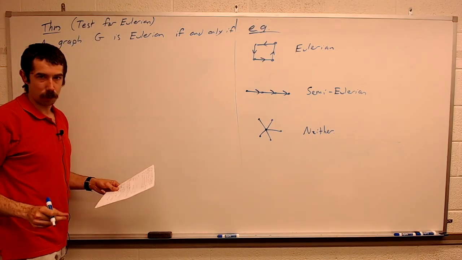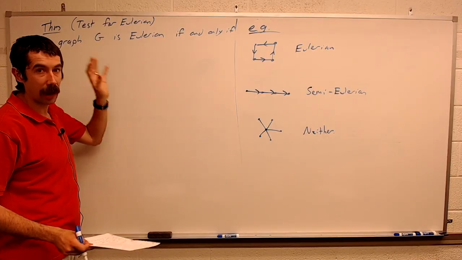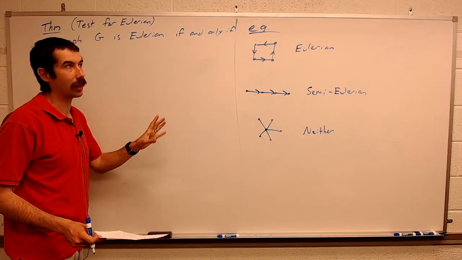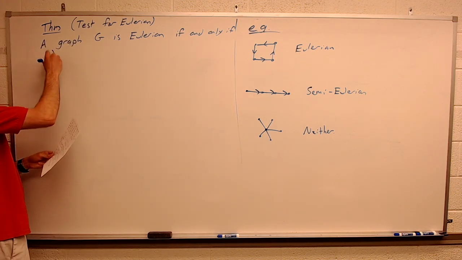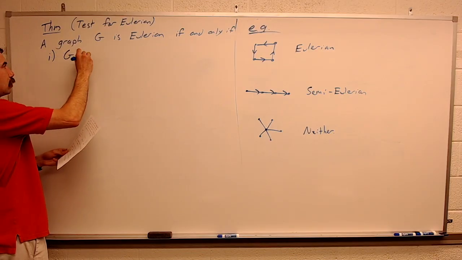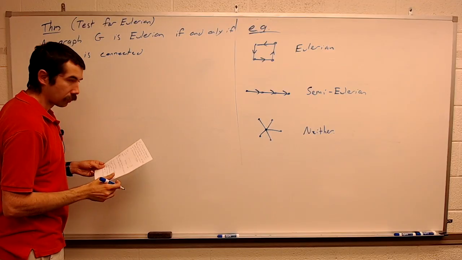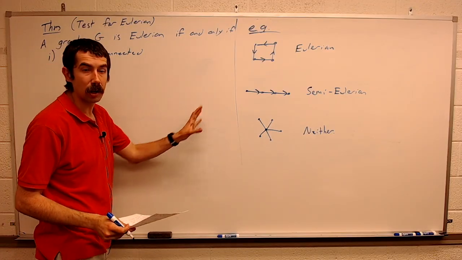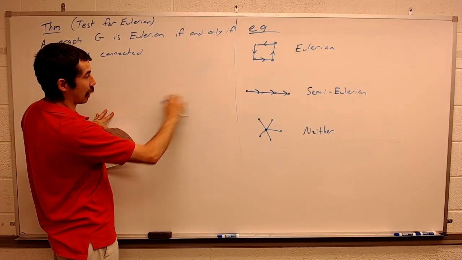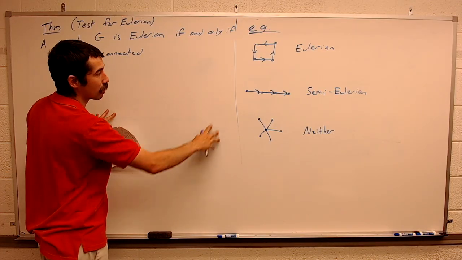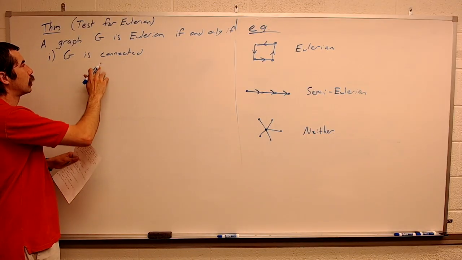it's the only possible way this could happen. If these two conditions hold, it's Eulerian. If one or both fail, it's not Eulerian. That's what "if and only if" means. First condition, G is connected. If there are disconnected parts of the graph, there's no possible way we're going to get a circuit that goes to the disconnected components of the graph. Remember, we always have to travel along edges. So our first condition is G is connected.